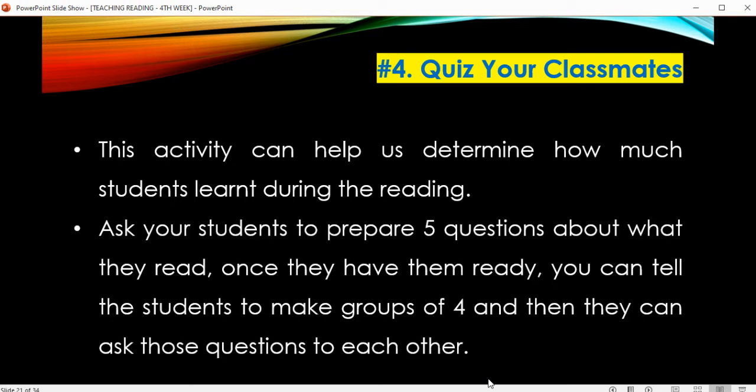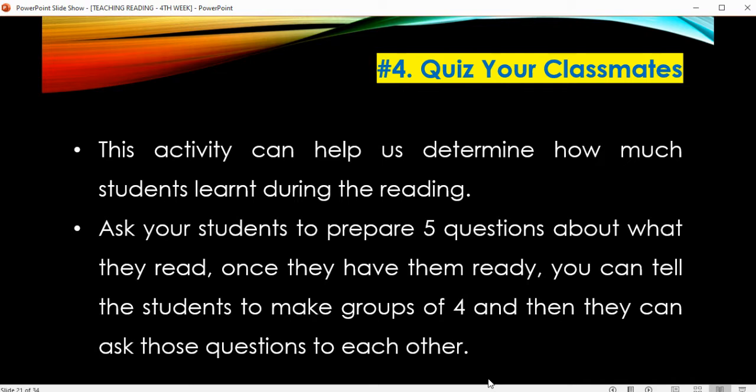So you are going to ask your students to prepare 5 questions about what they read. Once they have them ready, you can tell the students to make groups of 4 and then they can ask those questions to each other.